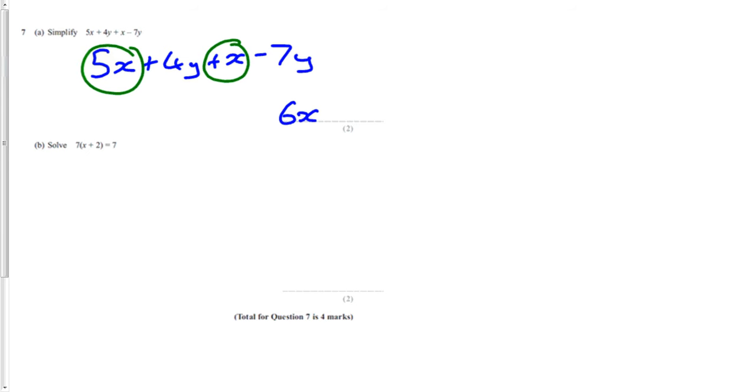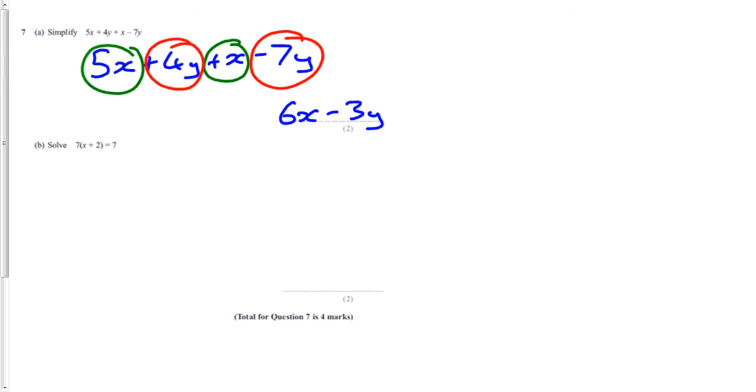Notice that it's not 5x squared, because we're not multiplying. If we're adding together, we just add another one on top. Then we've got 4y, take away 7y. If you've got 4y's and you take away 7y's, you're going to end up with minus 3y.